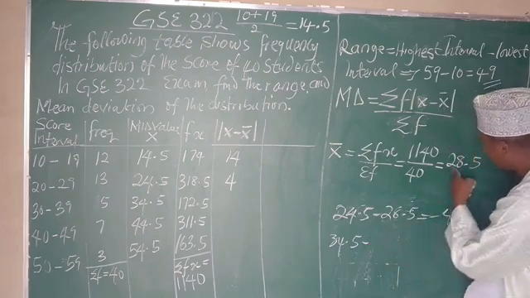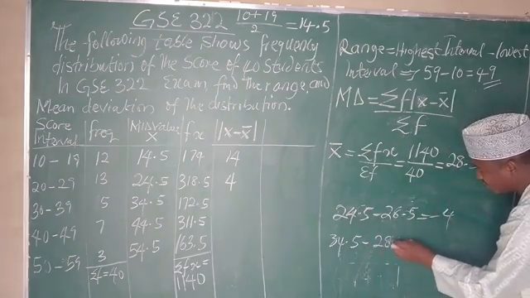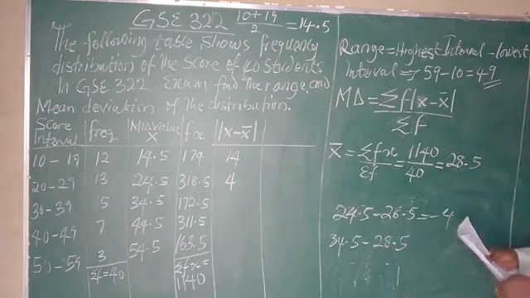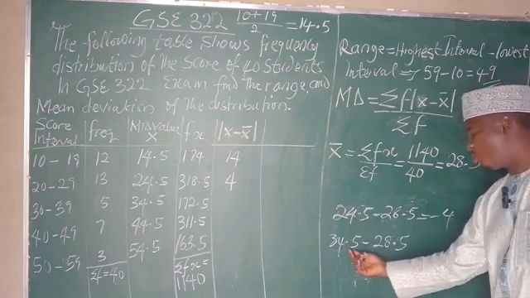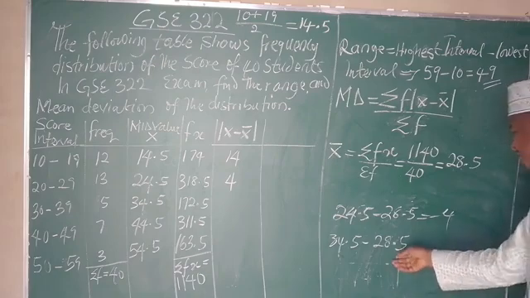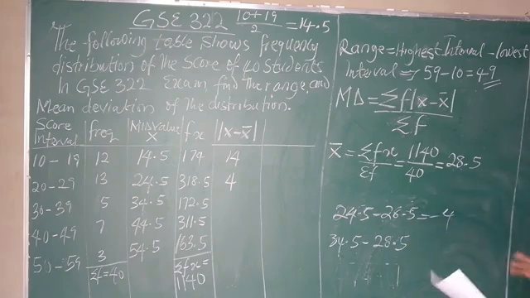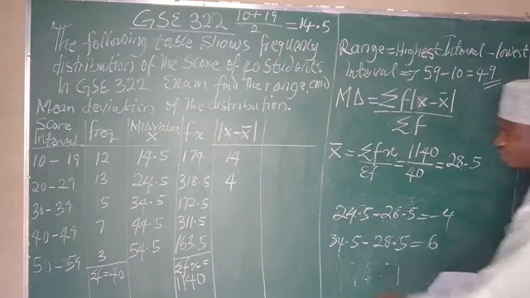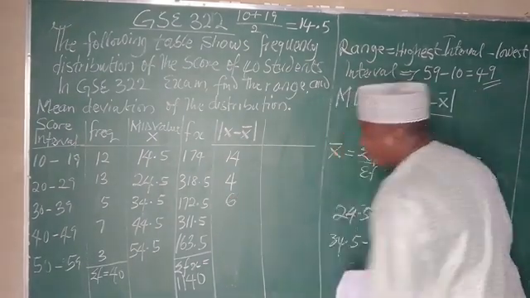34.5 minus the mean, which is 28.5. This one, there is no minus, because 34.5 is bigger than 28.5. So we are not going to encounter minus. And when we do that, we are going to have 6. And we record our 6 here.